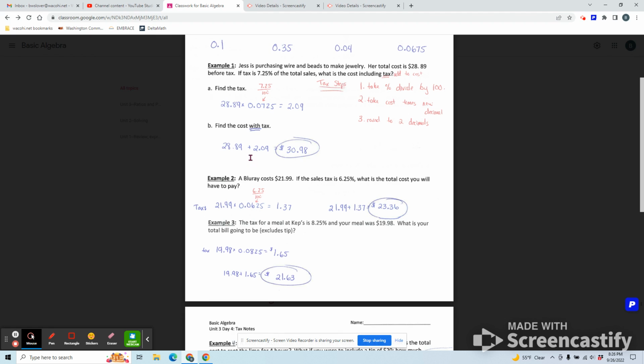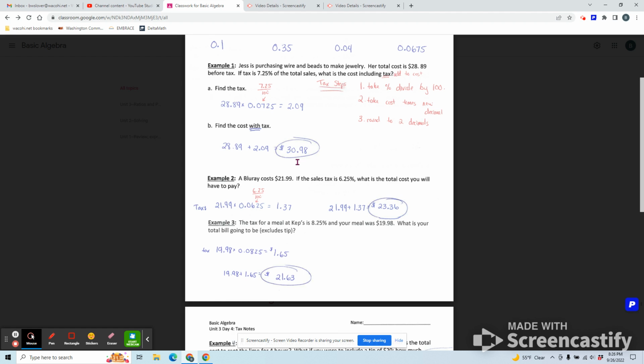And then part B says, what is the cost with tax? So all I got to do is take my tax and add it to what it already told me, 28.89 plus 2.09. So I get $30.98. Once again, just like we've talked about in the past, our answers should be reasonable.